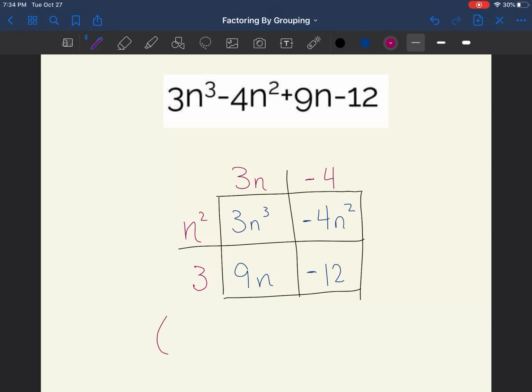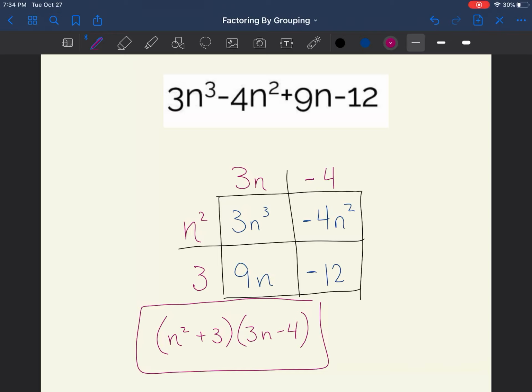So my final answer here is n squared plus 3 times 3n minus 4. So that is the factored form of our polynomial.